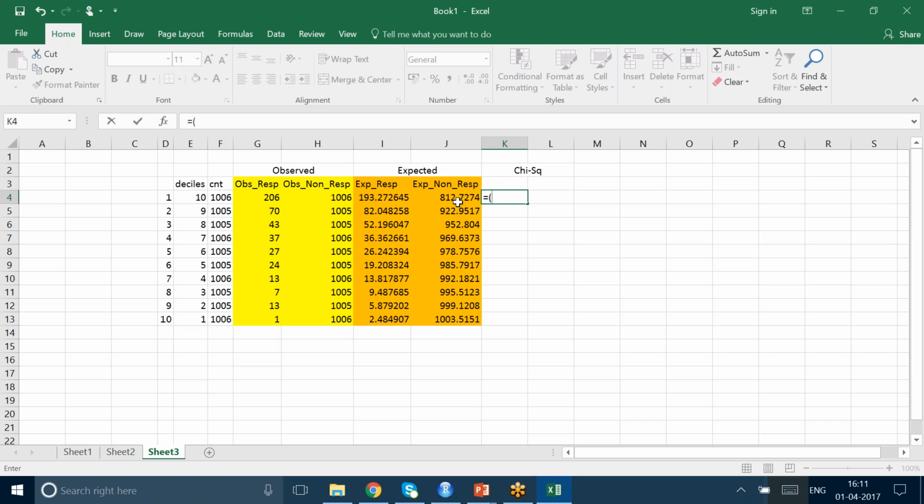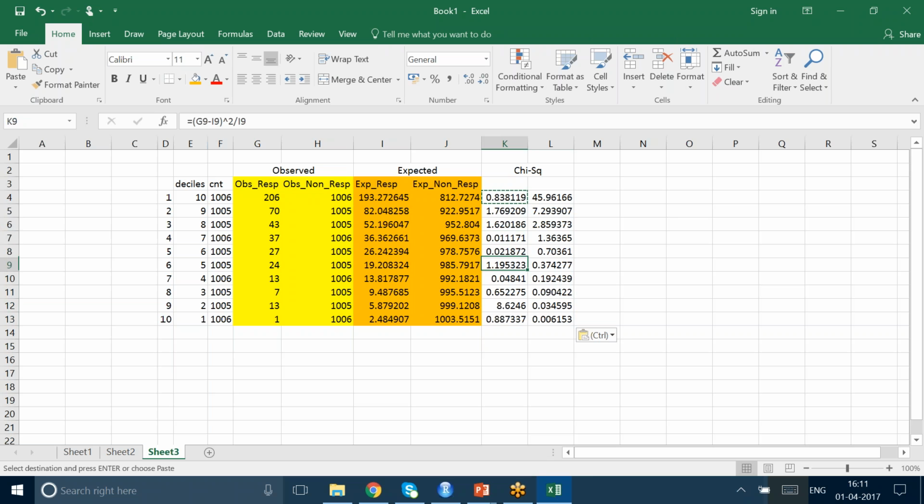So it is observed minus expected, the whole square, divided by expected. This calculation has to happen for each and every cell, and the total chi-square value is equal to the sum of all these cells.